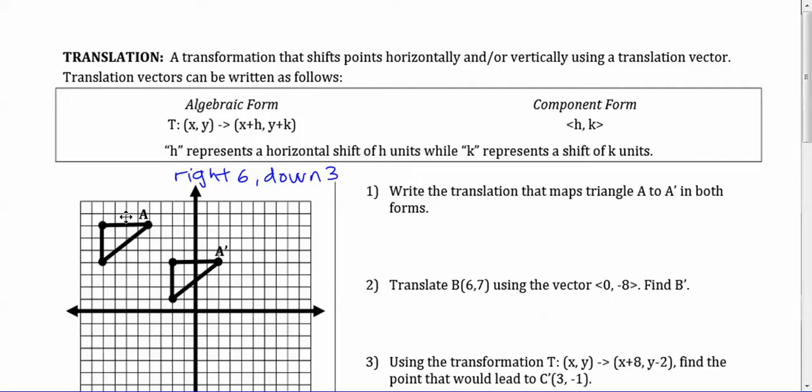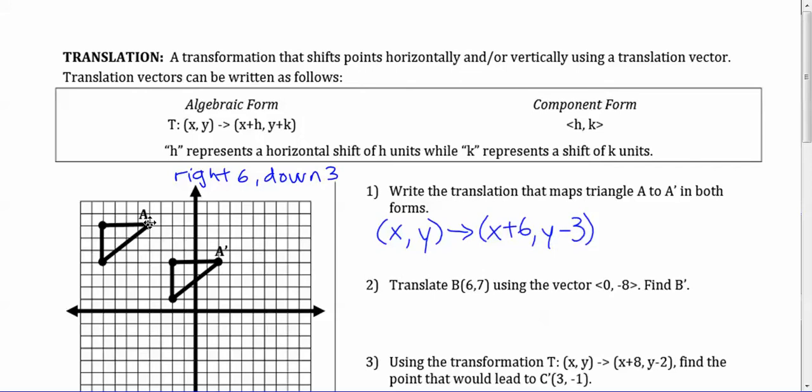So what I can say is every single point in this triangle has been translated to the right 6. Again, that's the positive x direction. And down 3, that's the negative y direction. So I write it like this: xy, so every point xy, has been mapped to a new point, x plus 6. So whatever your x was before, it's now 6 more than that. And y minus 3. So whatever your y was before, now it's going to be 3 less than that.